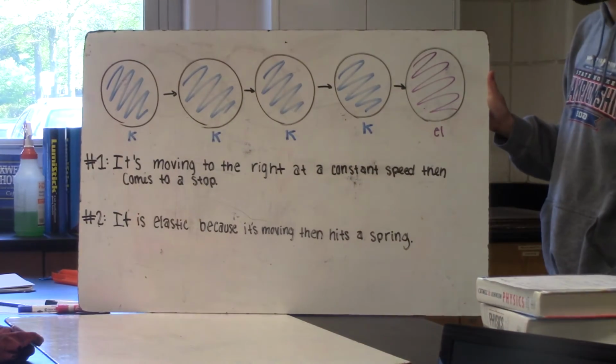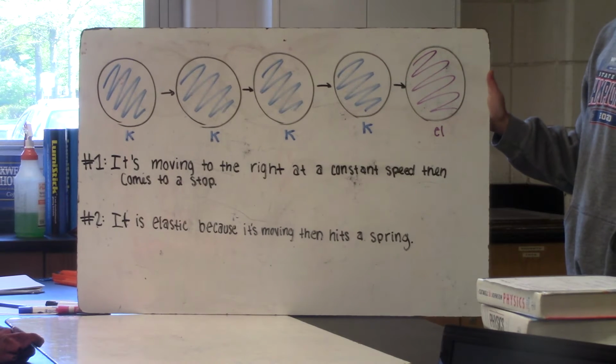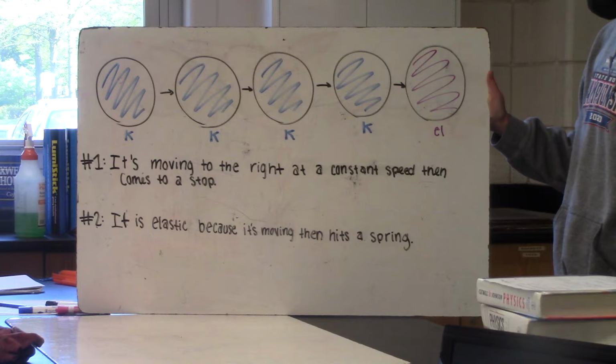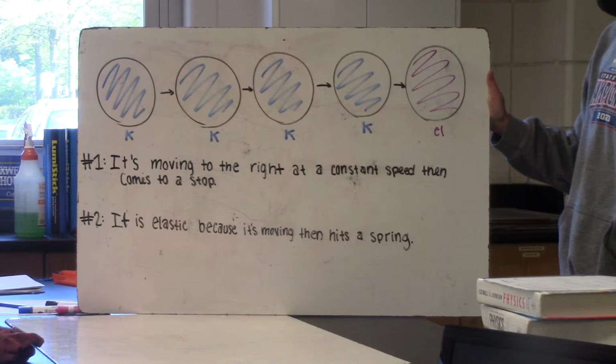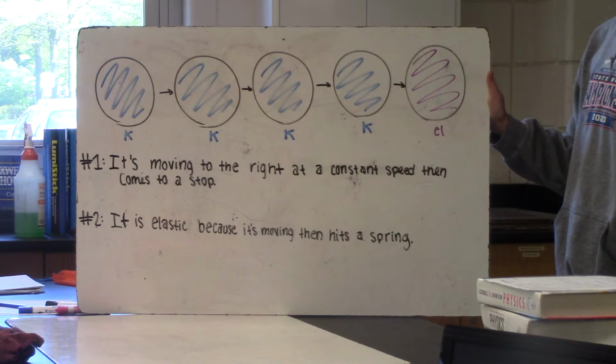All right, so we're working on the answers for Work Energy Assessment 1A. Number 1 says, what do the energy pie charts tell you about the behavior of the object? You just have it's moving to the right at a constant speed and then comes to a stop. So I love this. We don't know whether it's moving right or left or up or down. We just know it's moving.